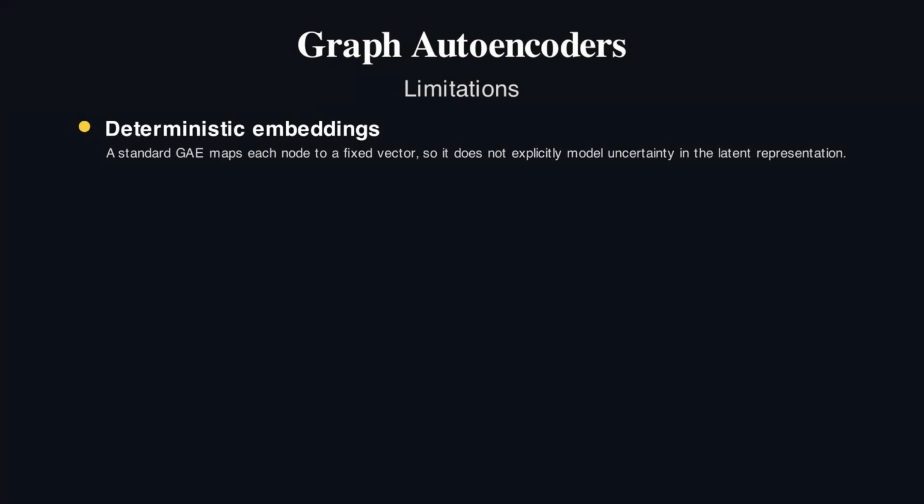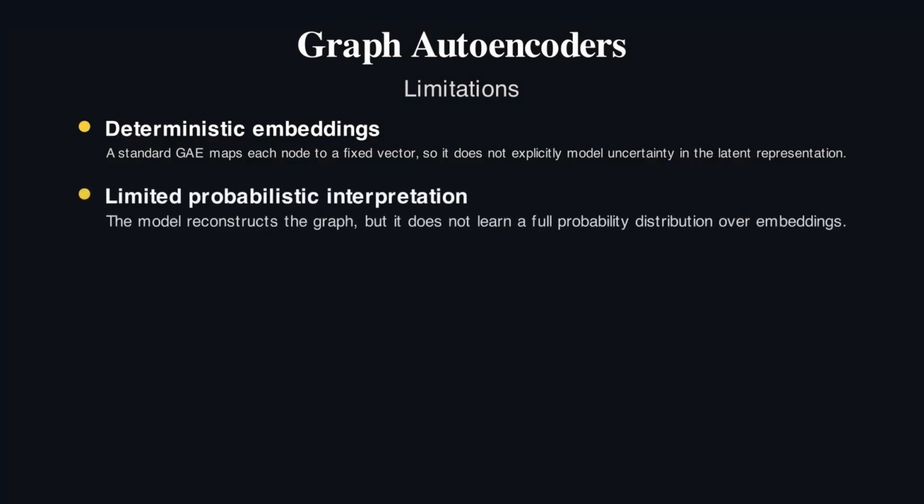Let's now look at some important limitations of standard graph autoencoders. First, the embeddings are deterministic. Each node is mapped to a single fixed vector, which means the model does not capture uncertainty in the representation. Second, there is no strong probabilistic interpretation. The model reconstructs the graph, but it does not learn a full distribution over possible embeddings.